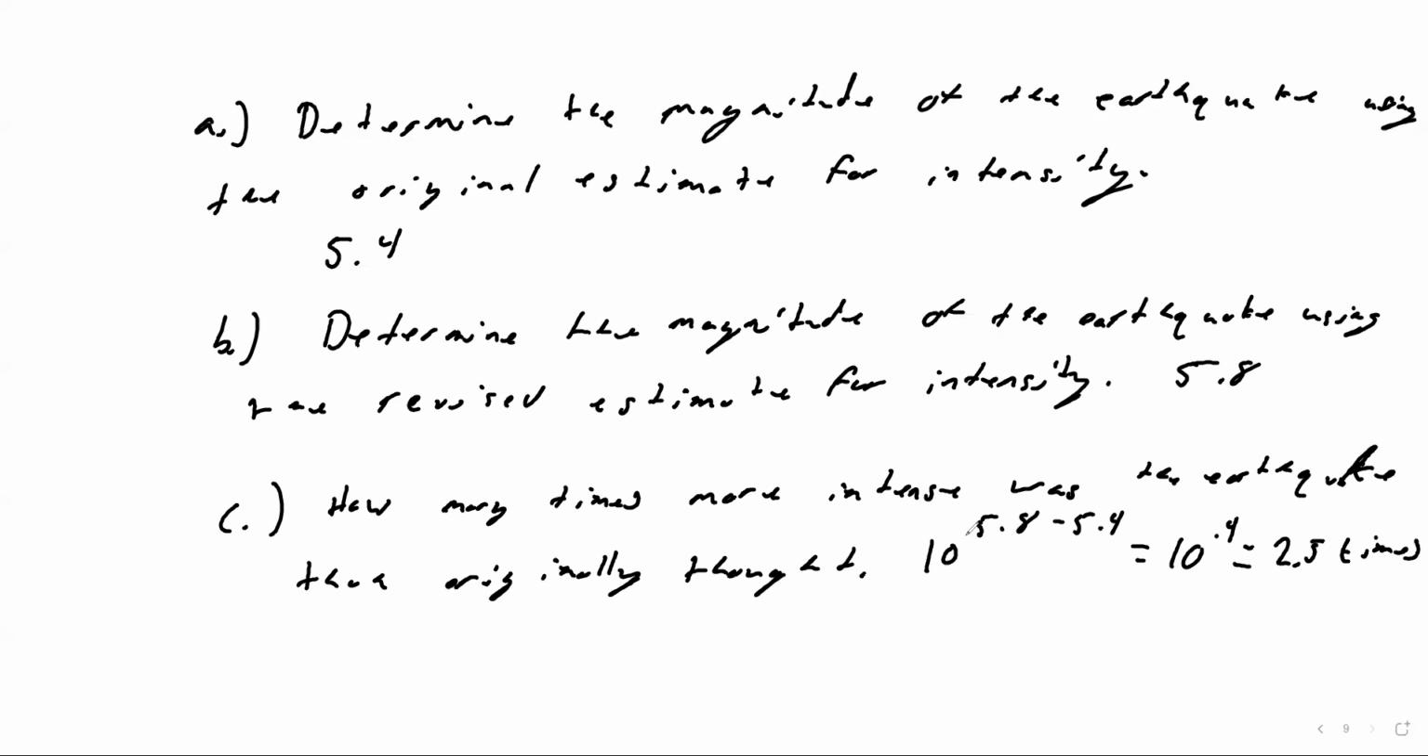So all you got to do is take the revised exponent minus the original, and you get 0.4, and then you just do 10 raised to that power, and that's your answer. All right, and that will conclude 4.3.